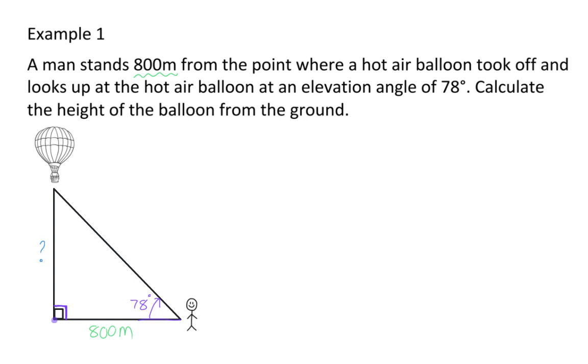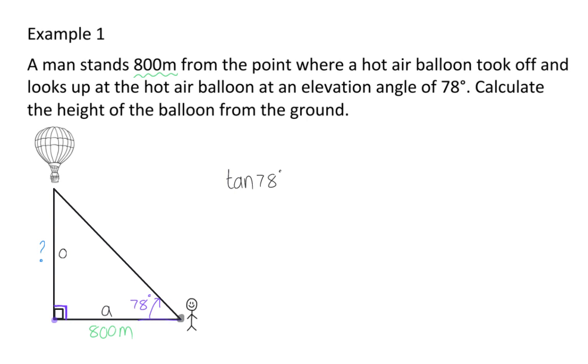Now that we've added all the information on our sketch, we can use the usual steps to solve triangles. Firstly, we need to decide which angle will be our reference angle, and that will of course be the angle where the man is standing. From here, we now need to name all our sides. We need to determine the opposite side, and we were given the adjacent side. This means we can work with the tan ratio from our reference angle of 78 degrees.